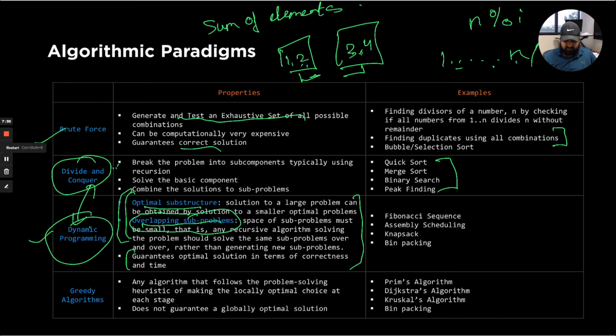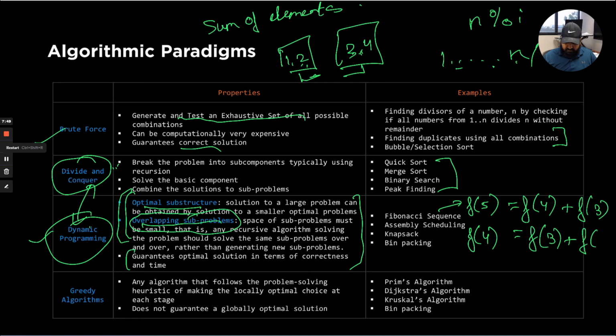I'll give you a very small example. Let's say we are trying to find the Fibonacci sequence of f of 5. We know that this is equal to f of 4 plus f of 3. And then when we do f of 4, that is equal to f of 3 plus f of 2. So here we see these sub-problems are overlapping, which is they are coming again and again when we are trying to solve the problem.